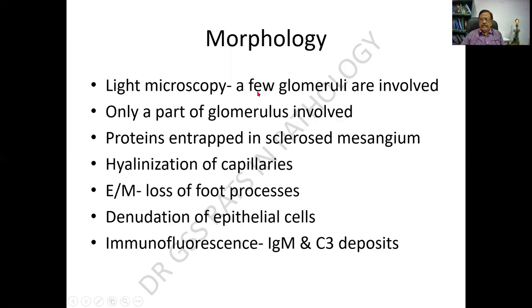Light microscopy, as mentioned earlier, only a few glomeruli are involved. Only part of a glomerulus is involved, and hence it is called focal segmental. Some proteins are entrapped in the sclerosed mesangium. There can be hyalinization of the capillaries. Just like minimal change, there is a loss of the foot process, but in addition, you find that there can be denudation of the epithelial cells. Denudation means damage, and you find that they are removed. And immunofluorescence will show IgM and C3 deposits.